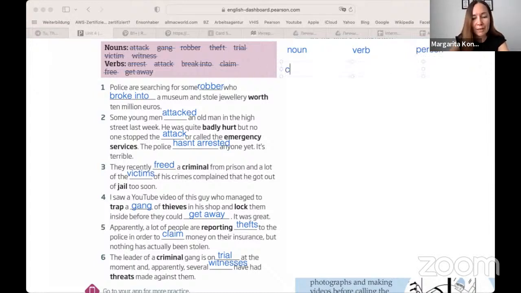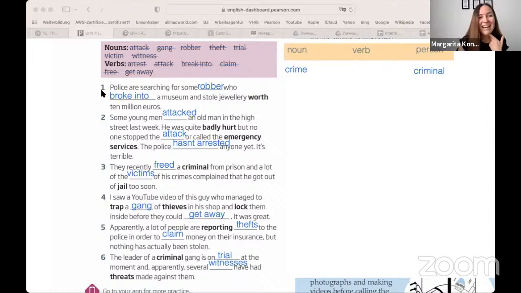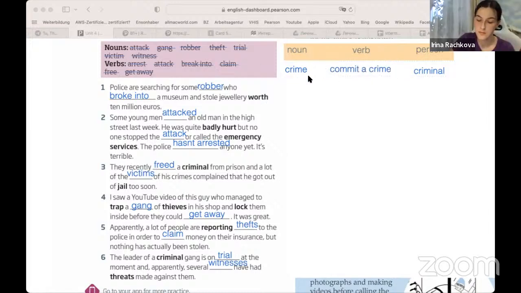We can say crime. Who is the person? Criminal. What's the verb? Совершить преступление. It's a very special verb. I'll help you. We would say commit a crime. Commit используется в очень таком небольшом количестве словосочетаний. Например, commit a crime, commit suicide, something like that, yes? So crime, commit a crime, and a criminal, that's the person.